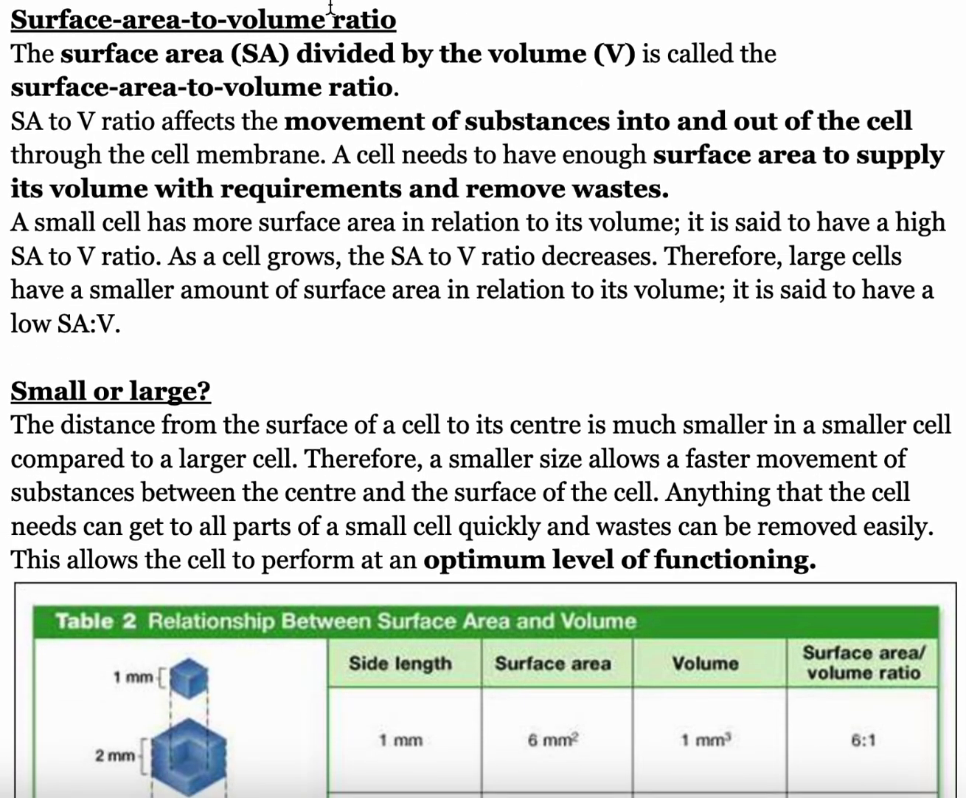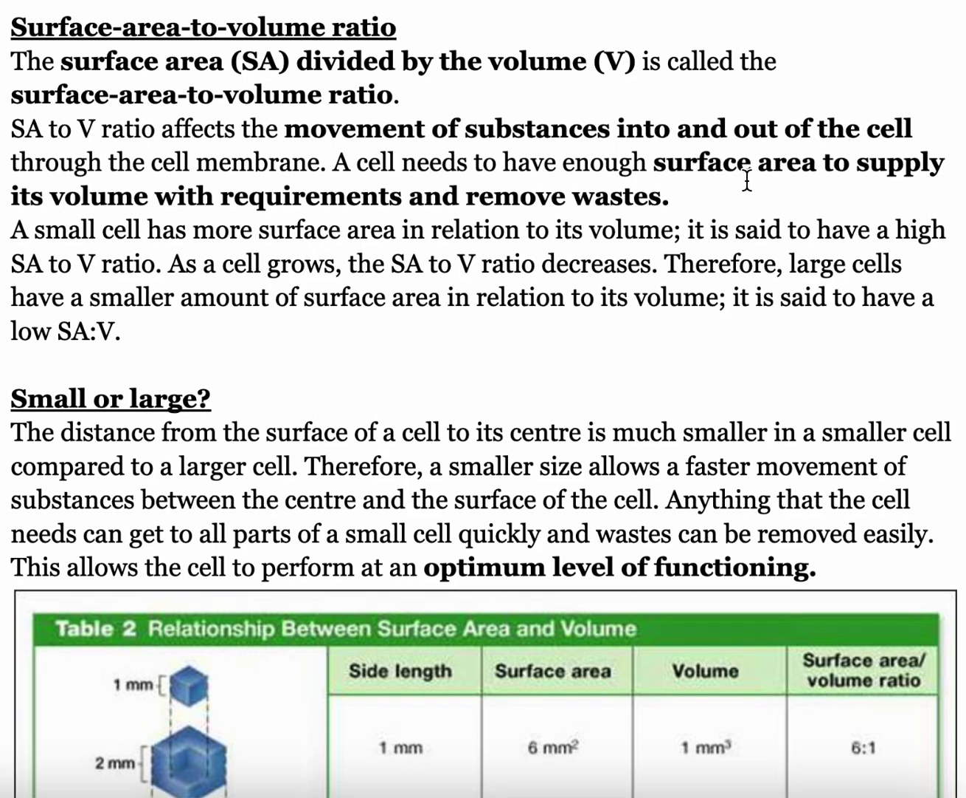Surface area to volume ratio. The surface area divided by the volume is called this ratio. This ratio affects the movement of substances into and out of the cell. The cell needs to have enough surface area relative to its volume to meet its requirements, remove the wastes, and take in the things it needs as well.